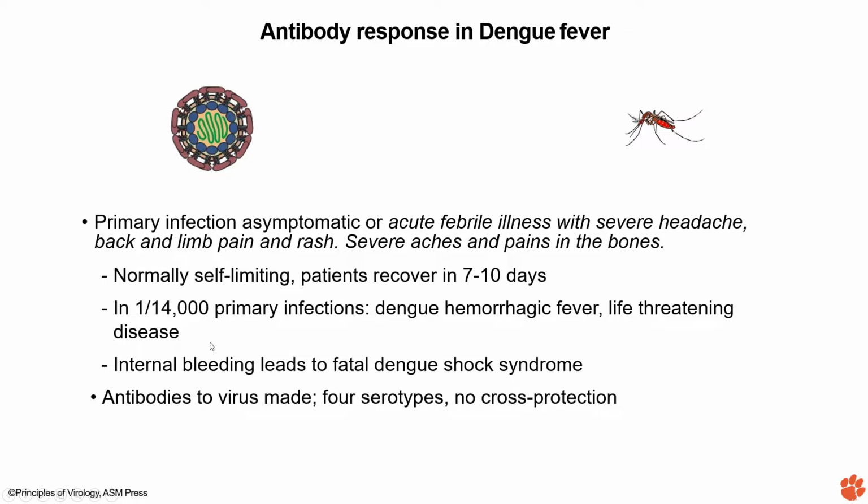So 1 in 14,000. But there are 4 serotypes: dengue type 1, type 2, type 3, type 4. People can develop antibodies against these serotypes, but they offer no protection. What it means is, if you have dengue 1, after that you can be reinfected by dengue 2, or reinfected by dengue 3 or dengue 4.